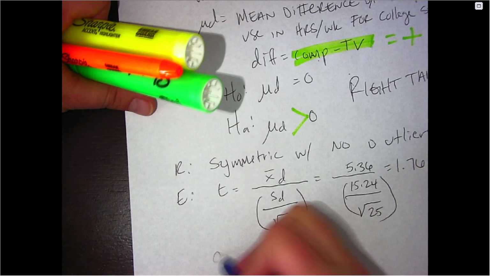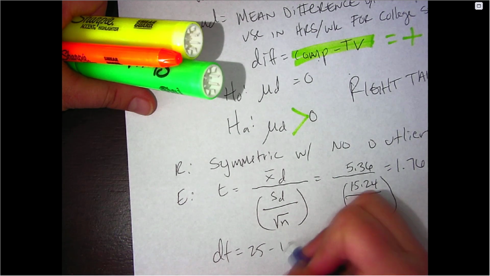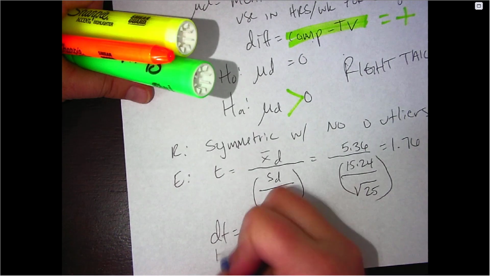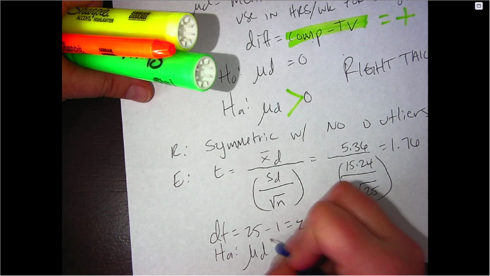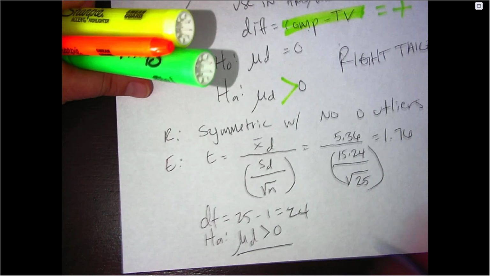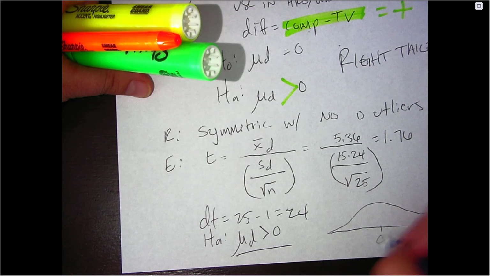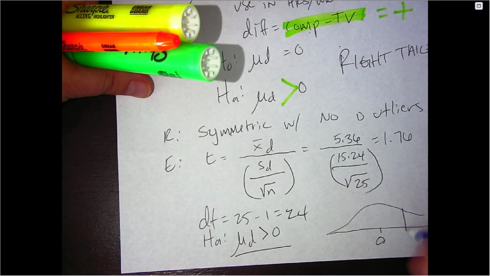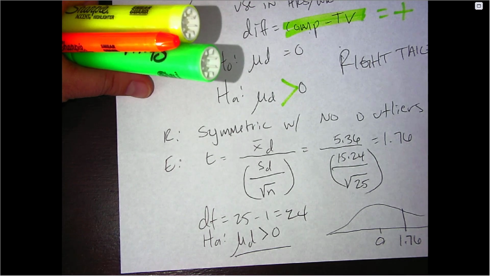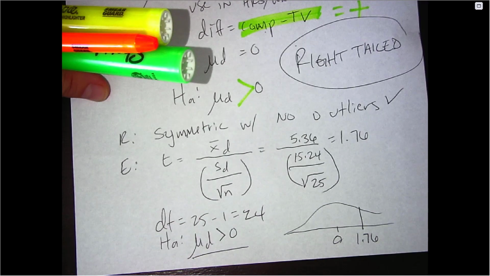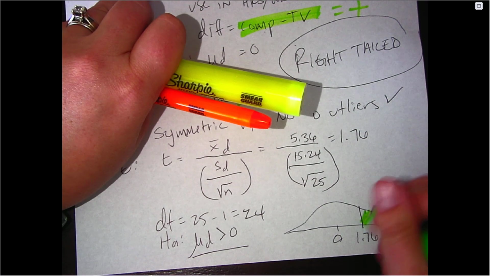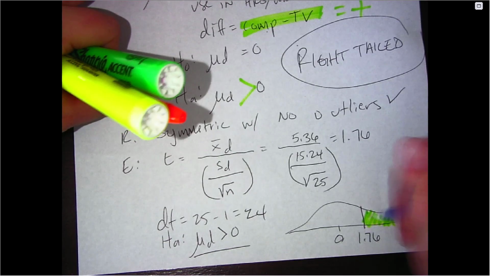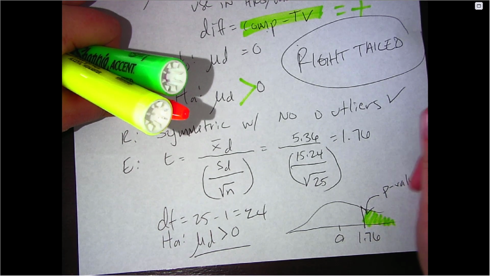So now I need degrees of freedom, which remember is n minus 1. So I have 24 degrees of freedom. And then remember to find our p-value, it's helpful for us to know what the alternative is because it tells us which direction to highlight. So here, 0 is in the center, 1.76 would be this. Because we have a right tail test, that means that I'm interested in this area to the right. And when I find that, this area is what we call our p-value.